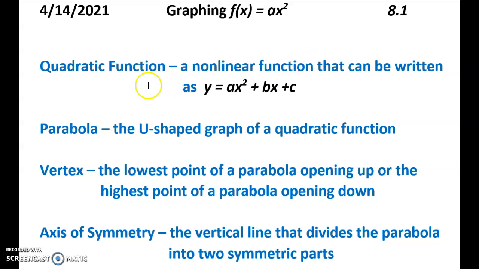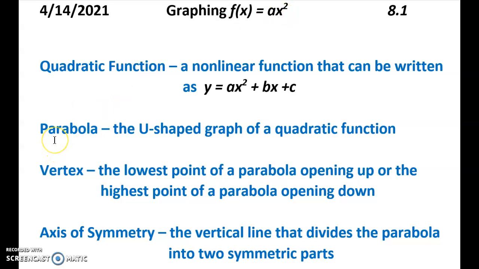First off, what is a quadratic function? So for now, think of it as a non-linear function, so it's a function that does not make a line, and it can be written as y equals ax squared plus bx plus c. Now, you might be wondering, where's the bx and the c? But today we are focusing on what happens with the a. What does that do to the graph? And so basically b and c are both equal to 0.